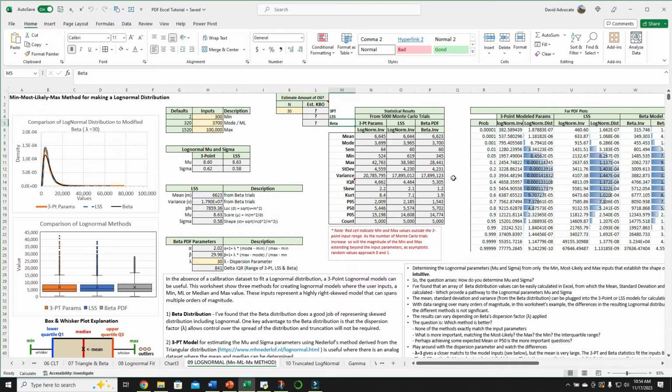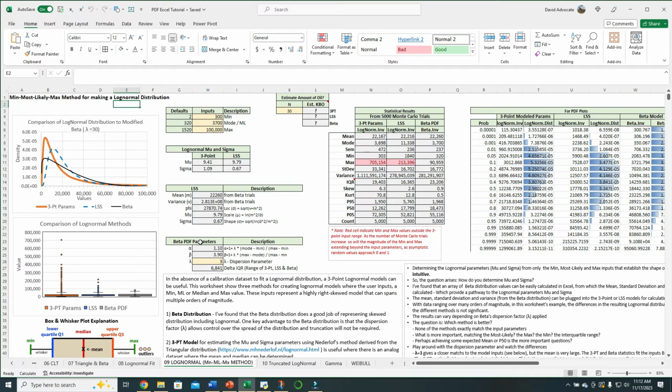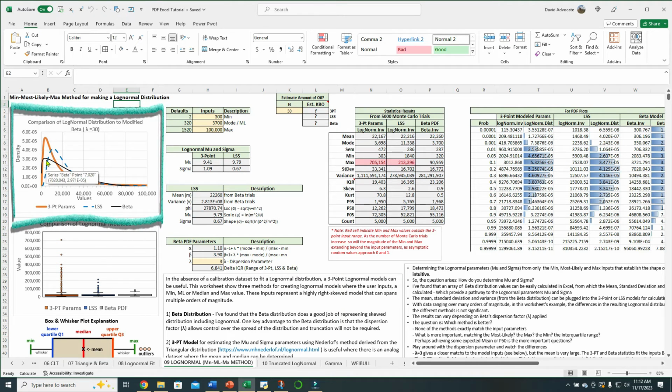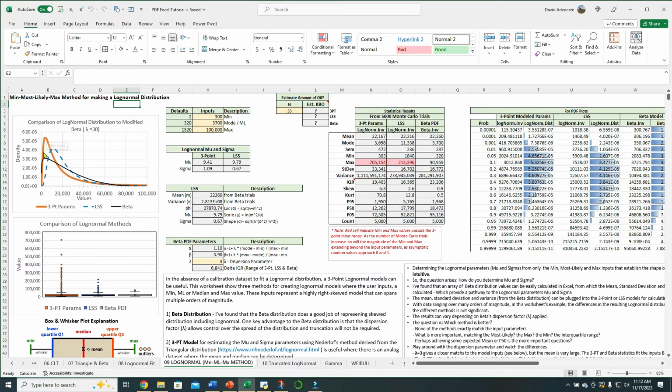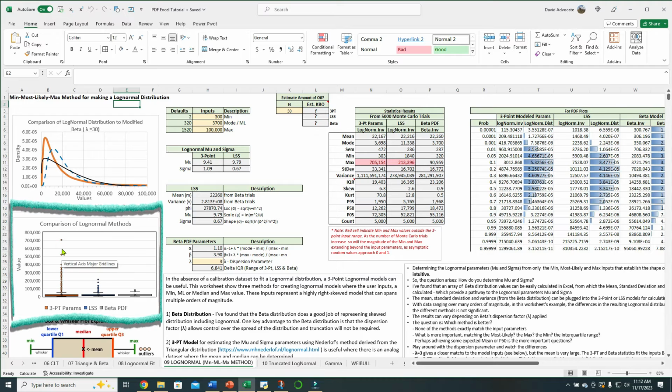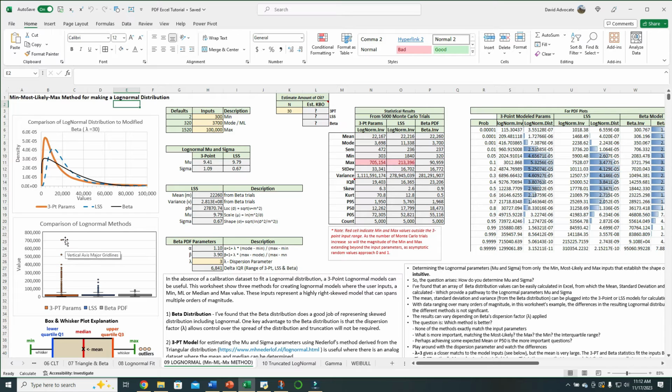Let's play around with the dispersion parameters and watch the differences. Let's start off by looking at a lambda of 3. When we examine the PDFs, we see that the LSS method in blue looks askew relative to the 3-point in orange or the beta in black. When we look at the box and whisker plots, we notice that the max value for the 3-point ranges up to 700,000, which is significantly greater than our input value of 100,000.